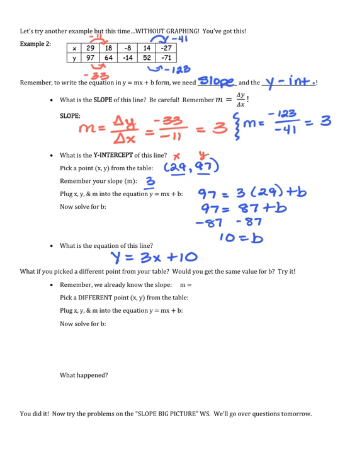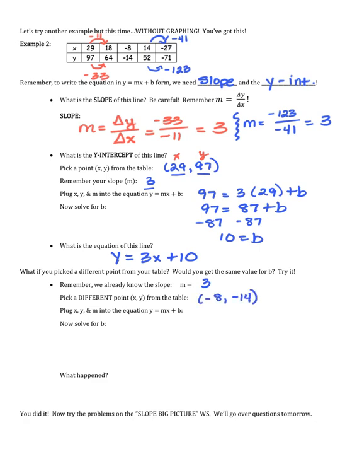What if we picked a different point from our table, not the first one listed? Would we get the same value for b? Well, let's check it out. Remember, we already know our slope is 3. We verified that a couple times. We don't need to do that again. We're going to pick a different xy point from the table. I'm going to go negative here. I'm going to pick -8, -14.